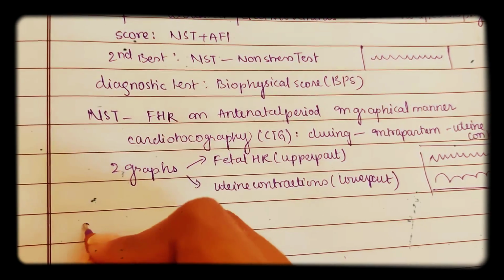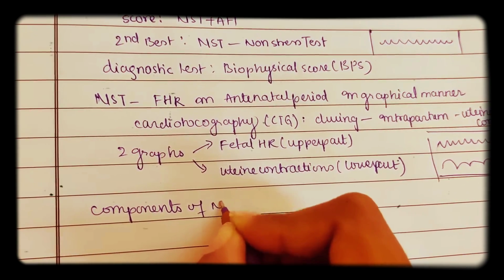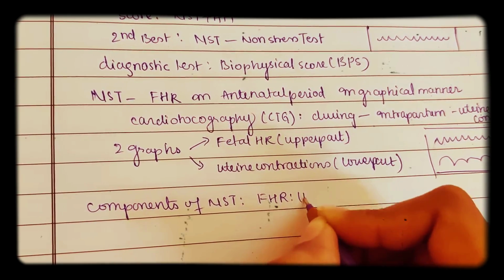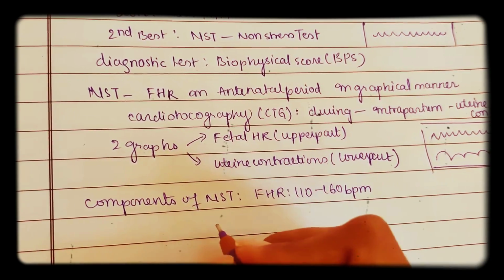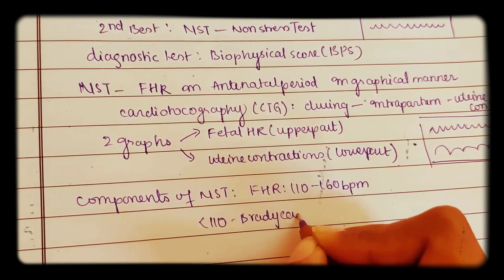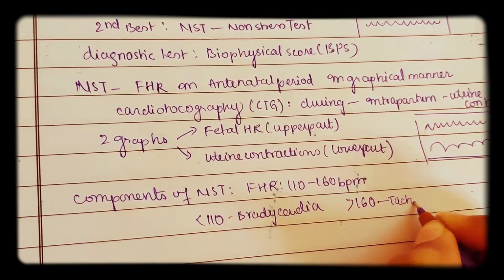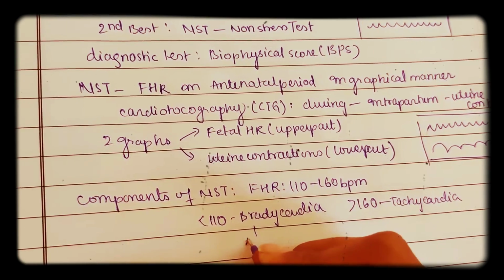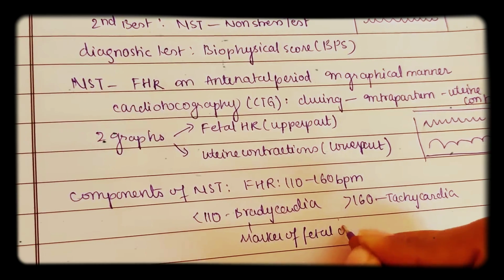Now coming to components of NST. Fetal heart rate is equal to 110 to 160 BPM, beats per minute. Okay, if less than 110 you call it bradycardia, and if greater than 160 this is tachycardia. Okay, so less than 110 bradycardia is a marker of fetal distress.